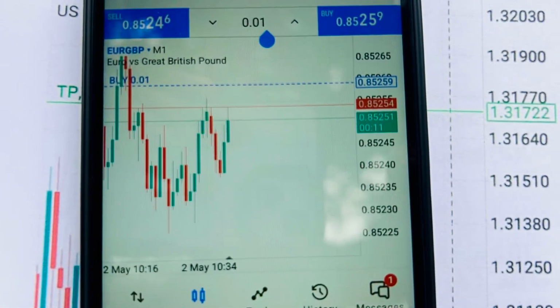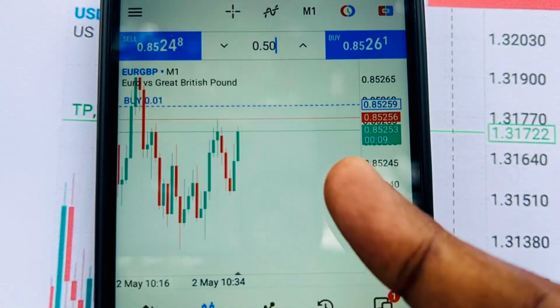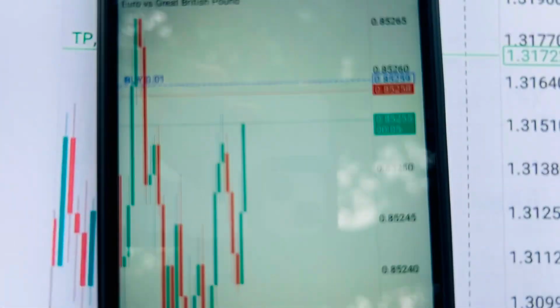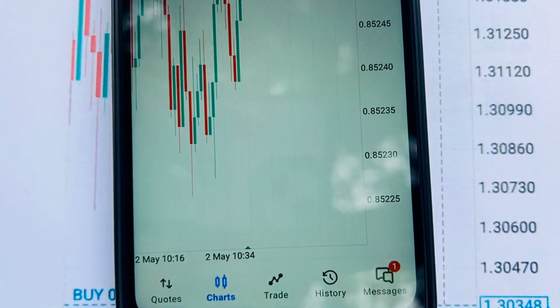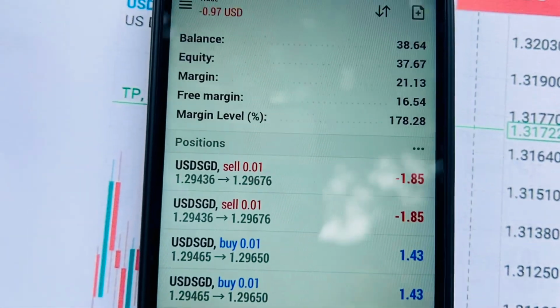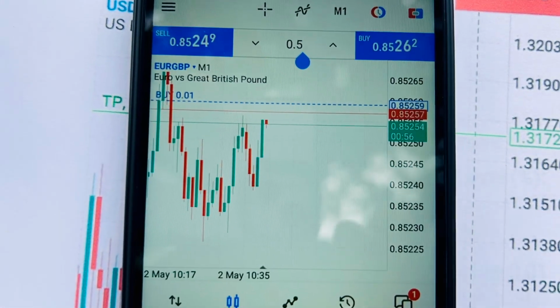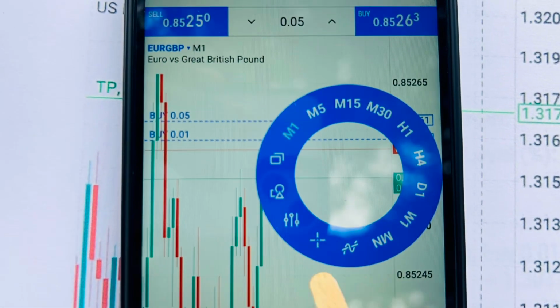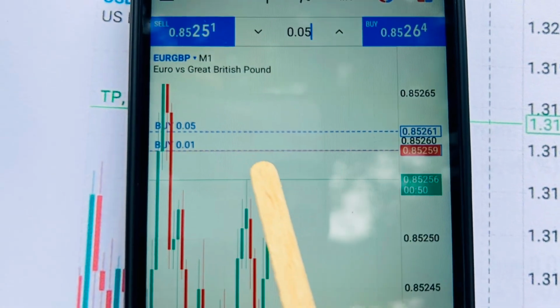Now we change the lot size to 0.50. The risk will not be the same. If right now we make another buy, we have an error of not enough money because of this issue here. We have less money. So let's try it right now. We use 0.05. Now 0.05 is bigger than 0.01.